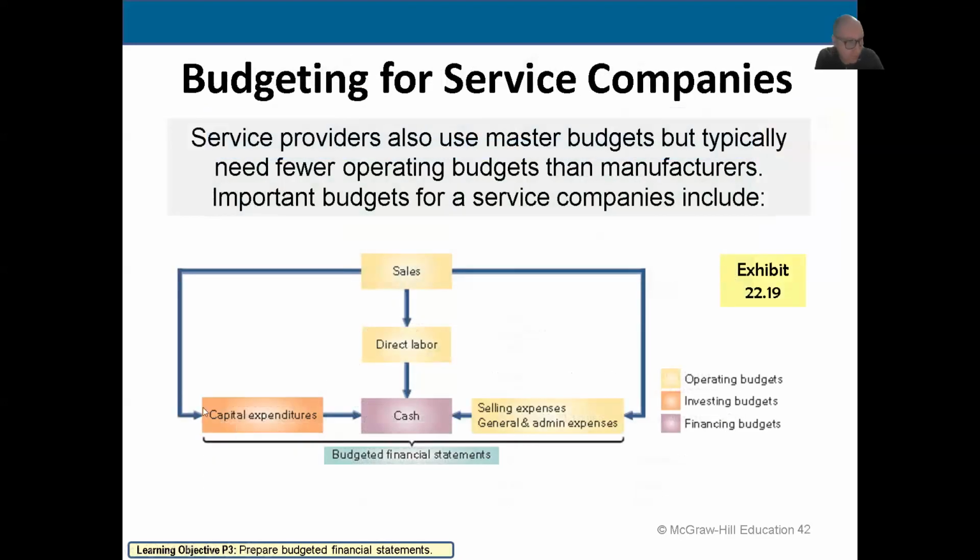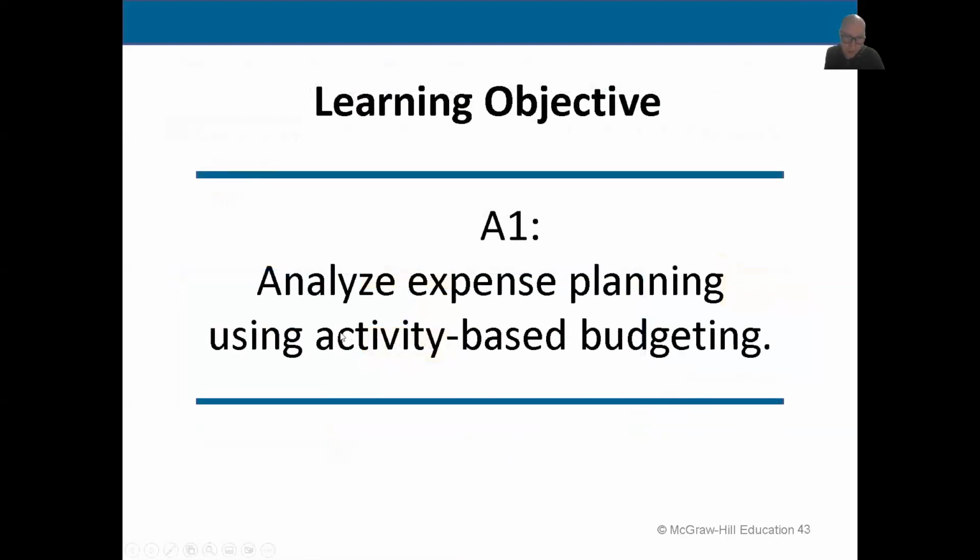For a service company that doesn't have things like direct materials or factory overhead, you can also create a budget for those companies. And again, as I mentioned, everything is based off of the sales, the income, the revenue. We can budget for things like direct labor, the capital expenditures, property, plant, and equipment, selling administrative expenses, and ultimately the cash budget. Works the same way, just without a couple of those additional components.